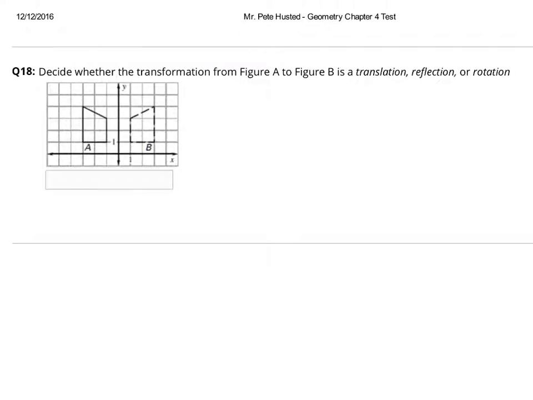Number 18, your last question, same concept. We're going from A to B. Was that a translation, a reflection, or a rotation? Type that in the box down below.